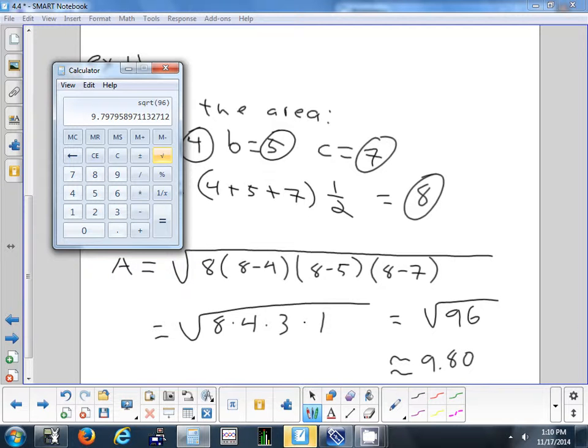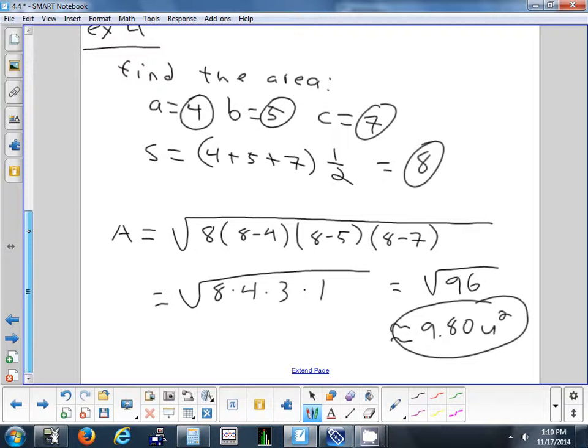And what should be my label on that number? Unit squared. Yep, unit squared. So again, at first this formula seemed kind of weird, but it does work. Okay, 9.8 square units. Okay, any question on that?